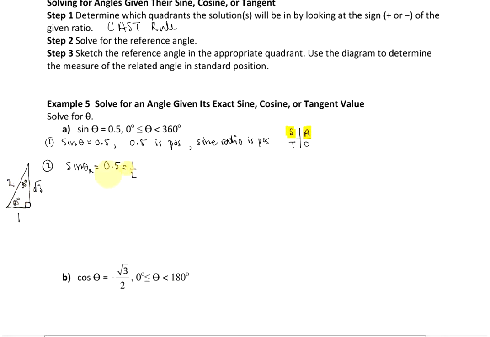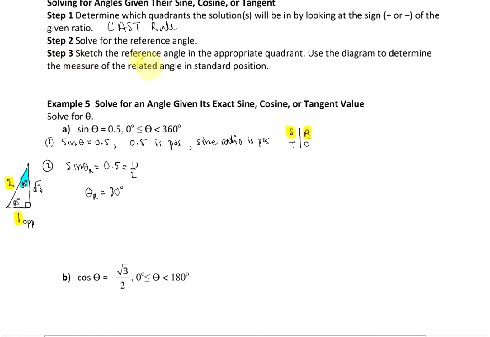Now we know that sine of theta is opposite over hypotenuse, which means that our side 1 is going to be our opposite side. Okay, and then of course our hypotenuse is 2. But if 1 has to be the opposite side, what angle is it opposite to? And it's opposite the 30-degree angle. So that means that our reference angle, theta, is 30 degrees.